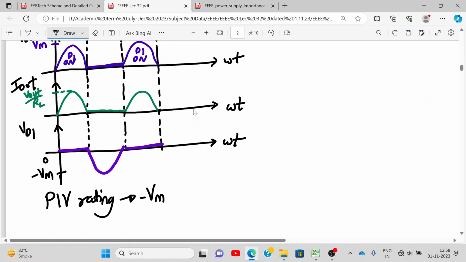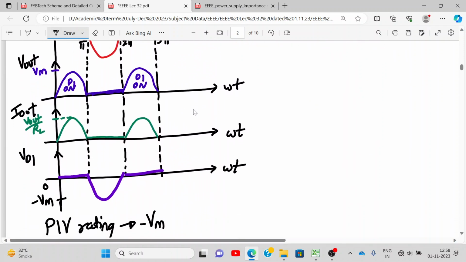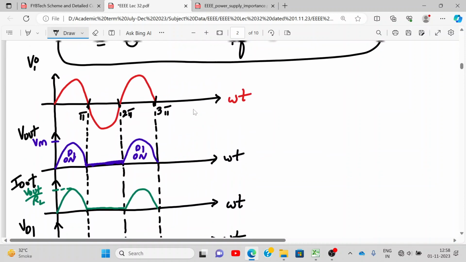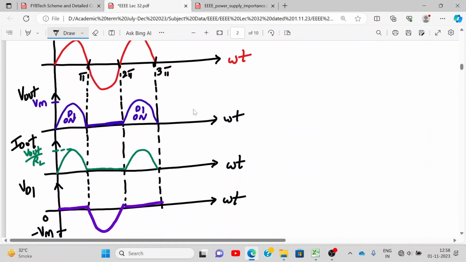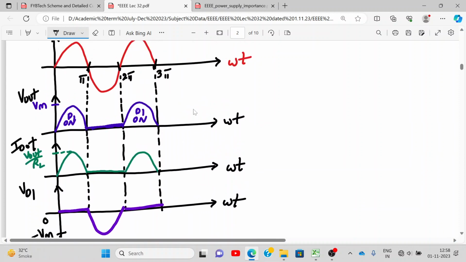Following? Yeah. So these are the waveforms which are expected. VD1 is for your knowledge. Even if you draw input, V out and I out, that is sufficient. VD1 was to explain to you what the PIV rating of a diode is. Understood now? So these are the half wave rectifier input and output waveforms. Write it down: half wave rectifier input and output waveforms.